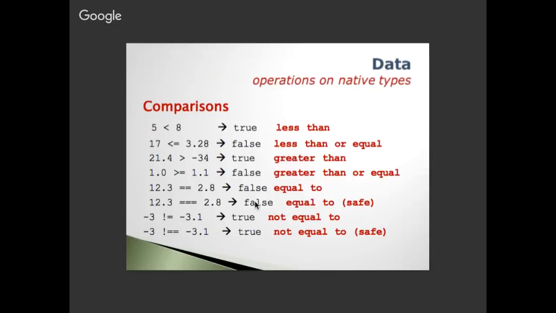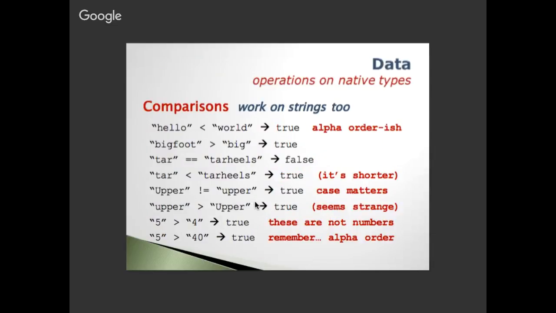-3 not equals to -3.1 is true, not equal to. One that's kind of different though is what's called safe. We'll talk more about this semester what that is. It actually uses 3 spaces. Everything else though you've probably seen before in other languages.